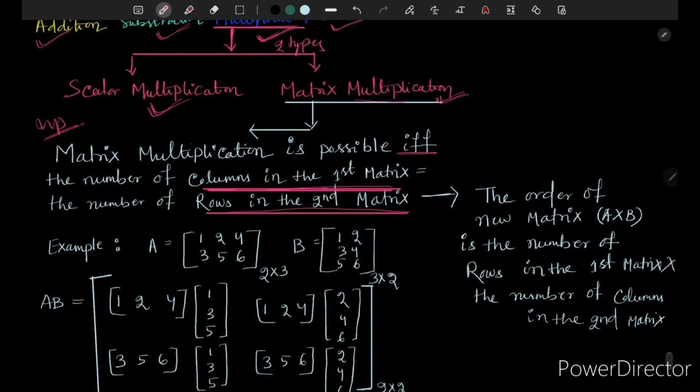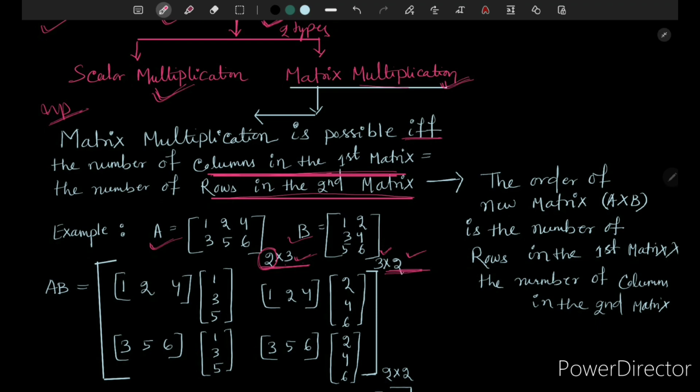For example, you can see here I have taken two matrices, matrix A and matrix B. This is the order of matrix A and this is the order of matrix B. Matrix A is of order 2 by 3 and matrix B is of order 3 by 2. That means in matrix A we have 2 rows and 3 columns, and in matrix B we have 3 rows and 2 columns. So what is the rule? A and B can be multiplied if and only if the number of columns in the first matrix equals the number of rows in the second matrix. The number of columns in the first matrix is 3 and the number of rows in the second matrix is 3. That means these are equal, so we can say A and B can be multiplied.